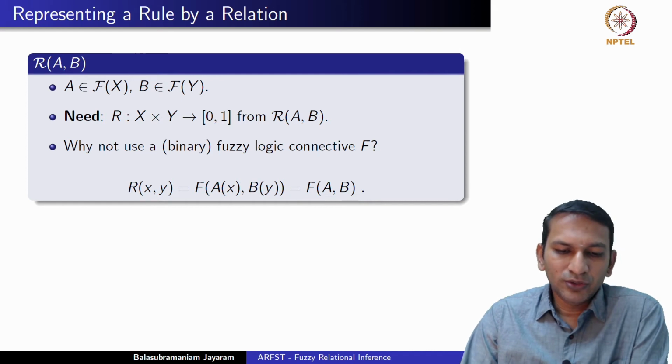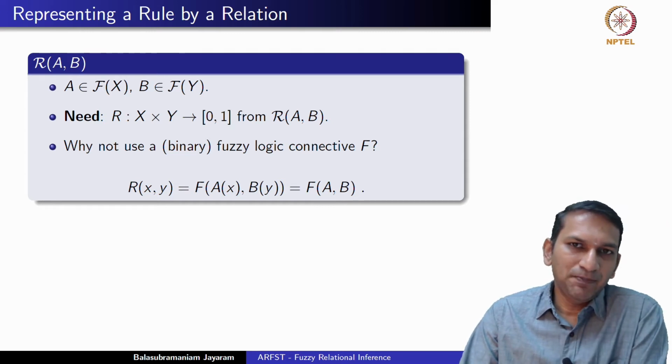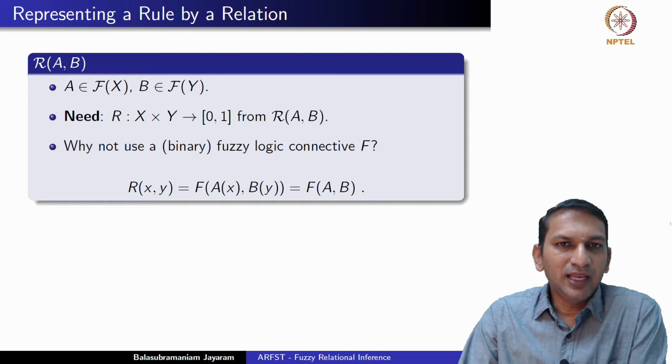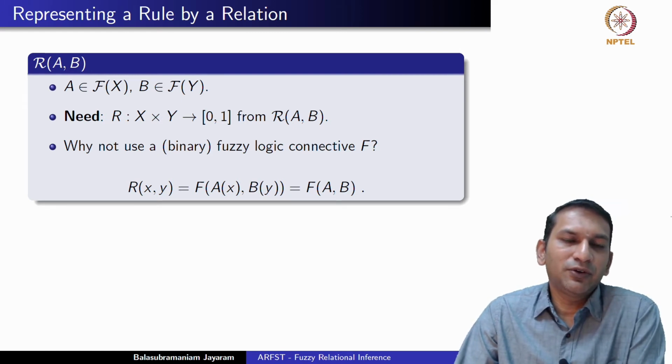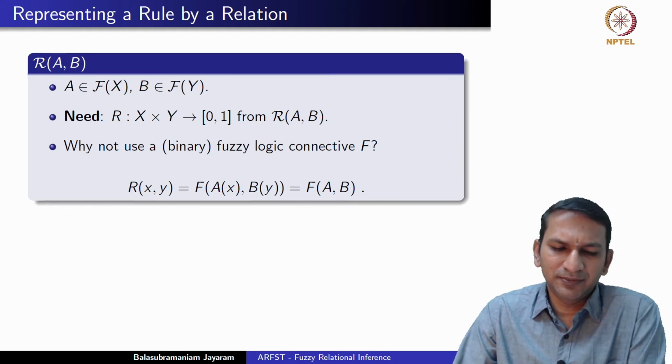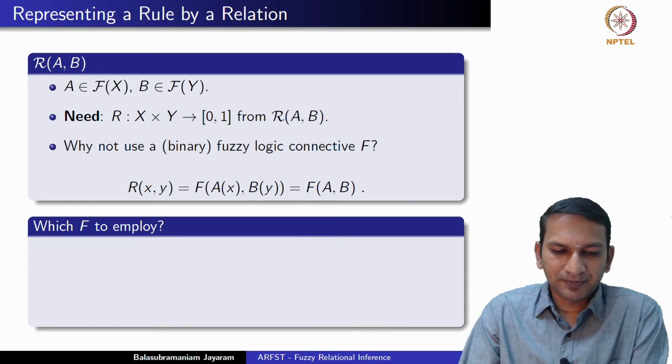However, you should notice here that F is only a fuzzy logic connective, so all it is expecting is elements coming from the 0, 1 interval. A of x is a membership value, B of y is a membership value, so it does not matter if X is not equal to Y. Still, we will be able to apply this operation F on these two values, which are essentially numbers from the 0, 1 interval. Okay. Now the question is, which F to employ?